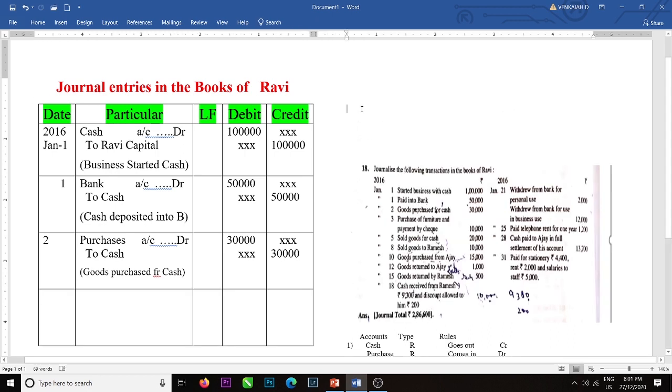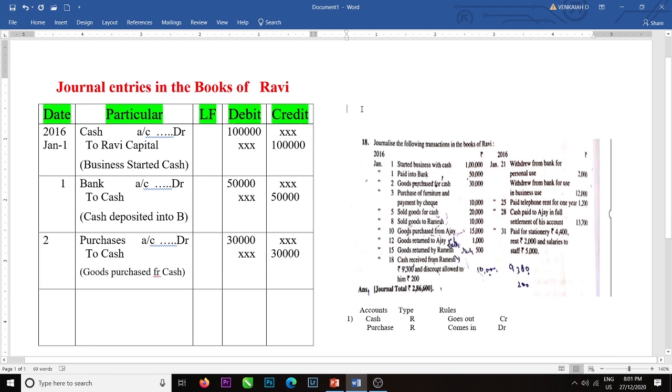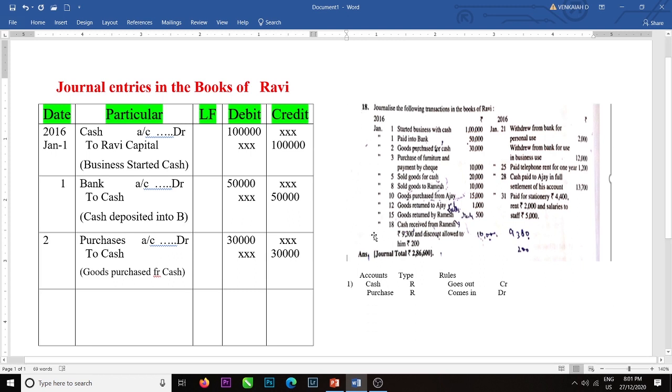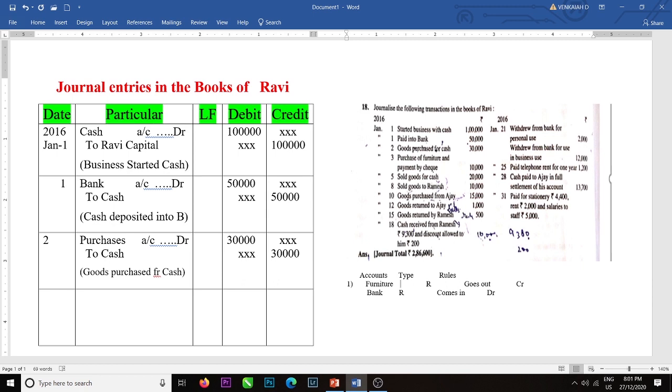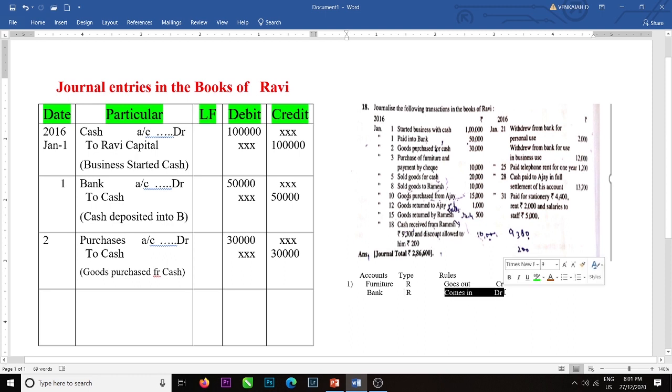Next date will be the third. Purchased furniture, payment by check. So what we purchased? Furniture. First account is furniture. Next account affected is bank because it was paid through check. Furniture is an asset, which is type real. And another one is bank, also real. When I purchased furniture, furniture is coming in.